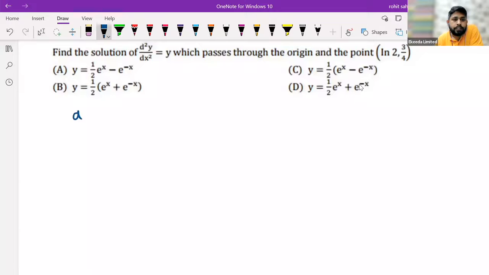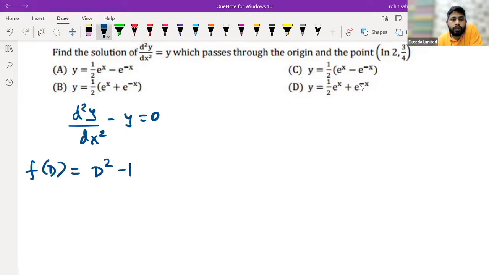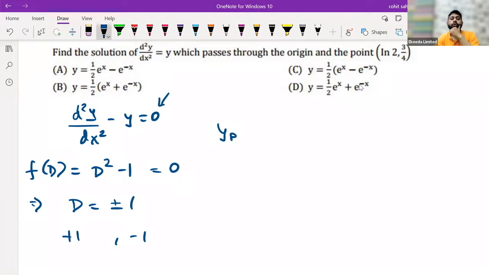So can I say that this is d2y by dx square minus y equal to 0? So that I'll get your auxiliary equation as d square minus 1. And if you equate this to 0, you can say that d should be plus and minus 1. Plus and minus 1. So this is not real and equal, but this is real and different. एक plus 1 है और एक minus 1. So the general solution should be जो particular. Of course, you can see that this is homogeneous.